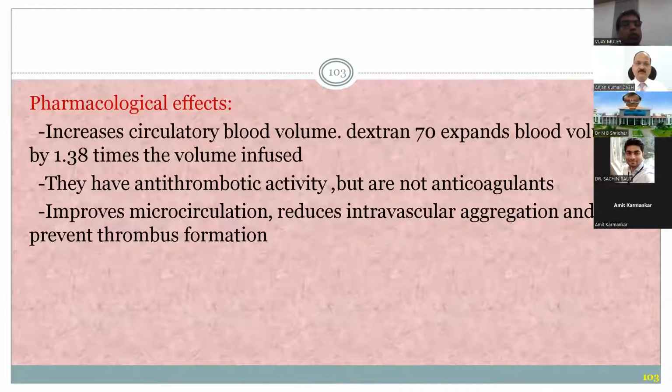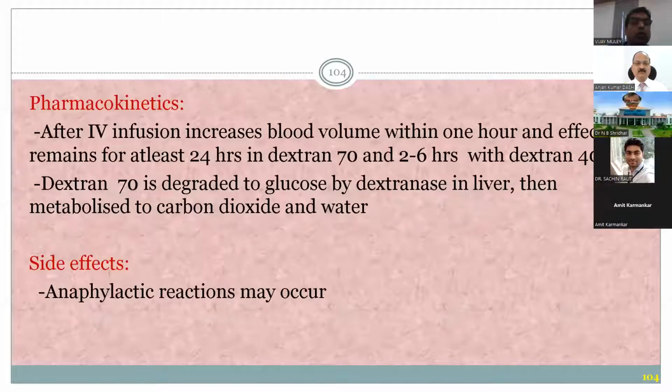Of course, these have different pharmacological profiles or effects. Whenever blood is lost, they can be used as replacement therapy, but they cannot totally replace the blood. And among the side effects, these dextran preparations have caused anaphylactic shock many times.